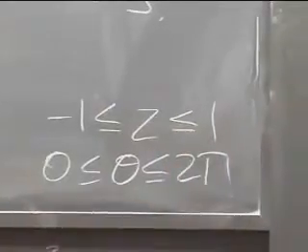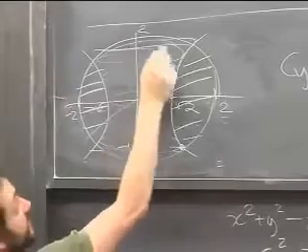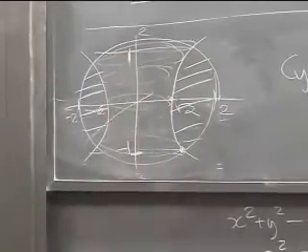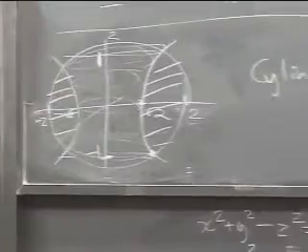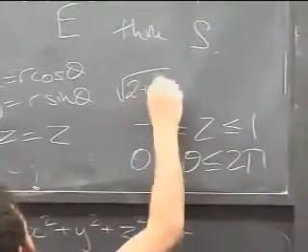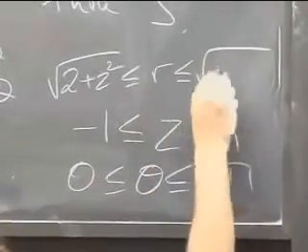By the way, we found this height. This height is minus 1, and this height is 1. That was not obvious, but that's what it turns out to be. And then r goes between root 2 plus z squared and root 4 minus z squared.